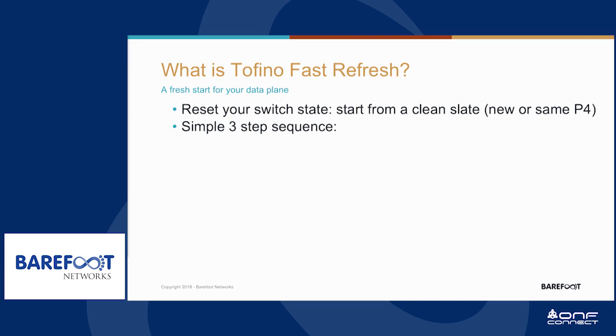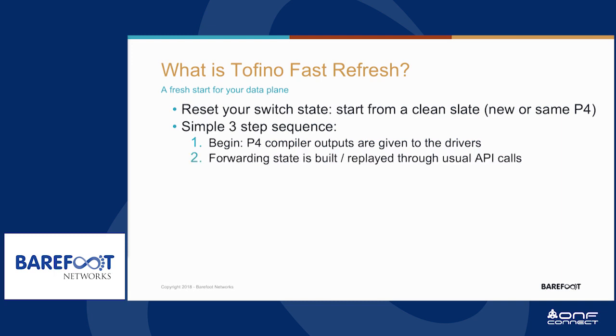It's a simple three-step sequence. First, you just give the P4 compiler outputs to Stratum, which hands them over to the drivers. This is done through P4 runtime. So once again, either these are your same old compiler outputs or the compiler outputs for a totally new P4 program. And the second step is the forwarding state is going to be completely rebuilt using your regular P4 runtime API calls.